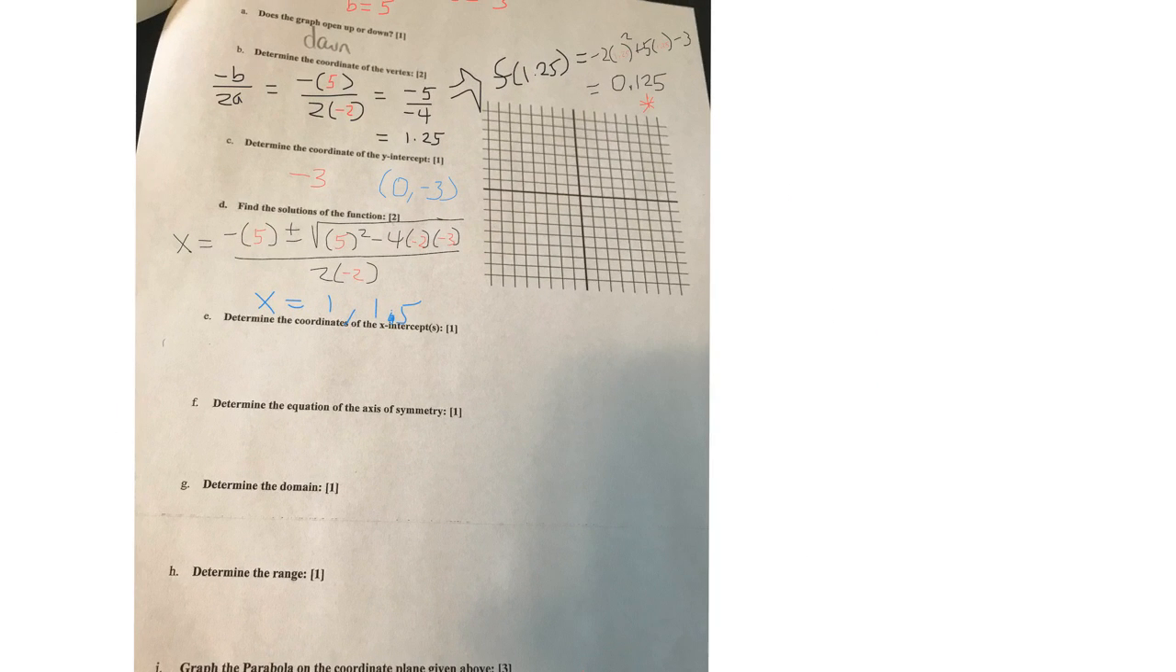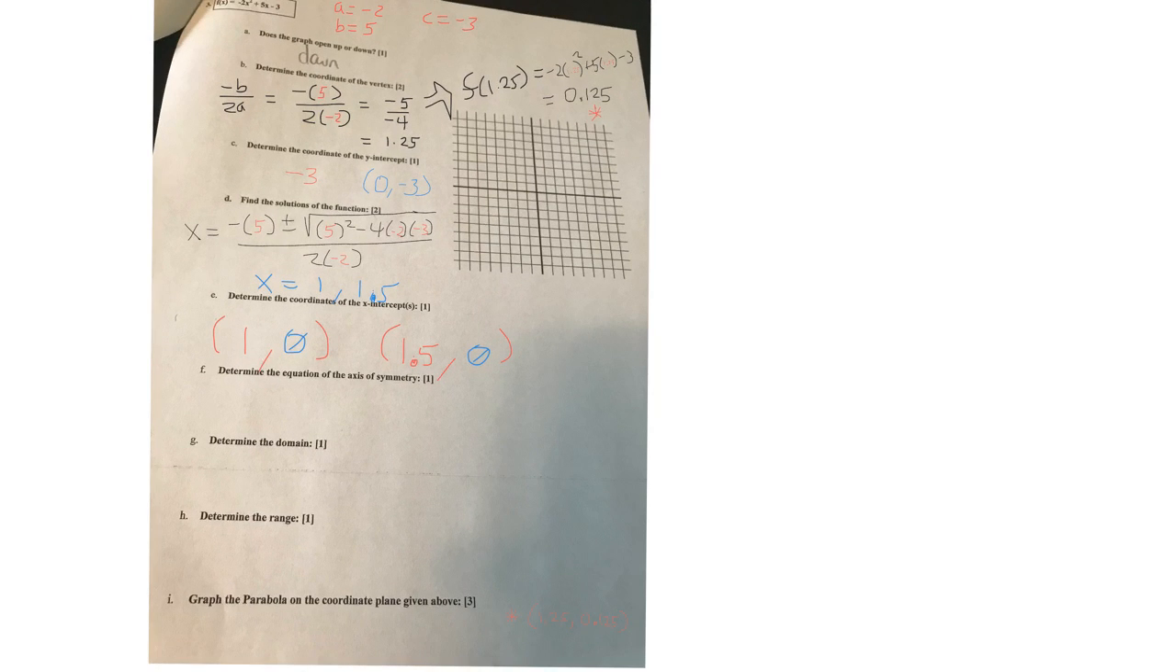And then they ask you, determine the coordinates of the x-intercepts. Well, the x-coordinates of the x-intercepts will always be the solutions. So we have 1, and we have 1.5, and the y-coordinates of the x-intercepts will always be 0. Done.